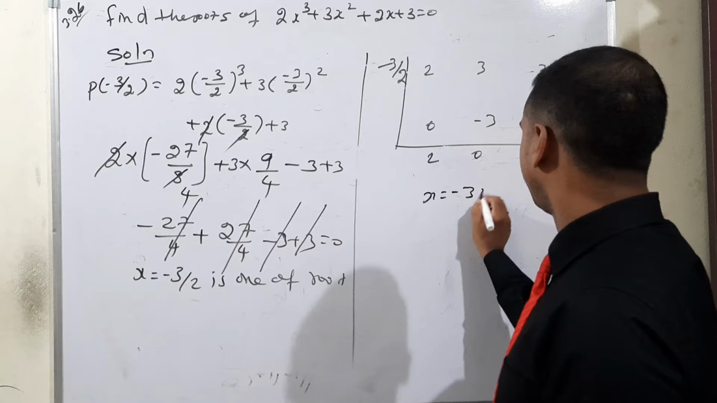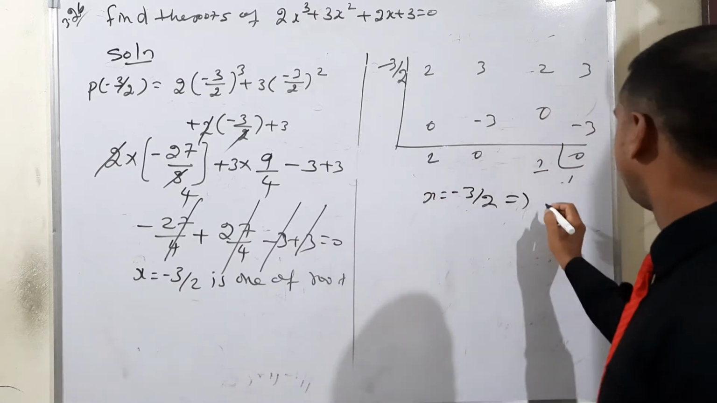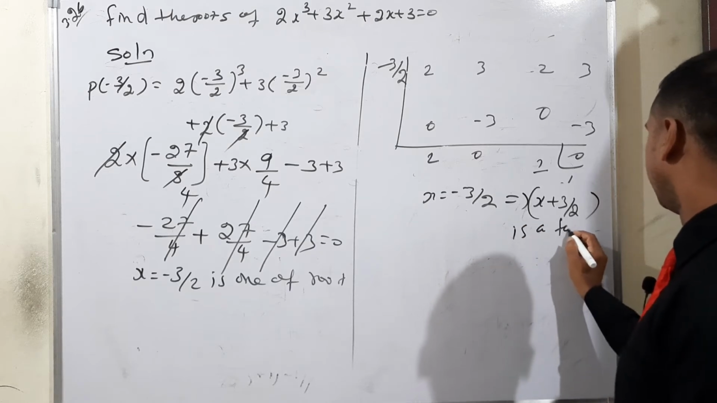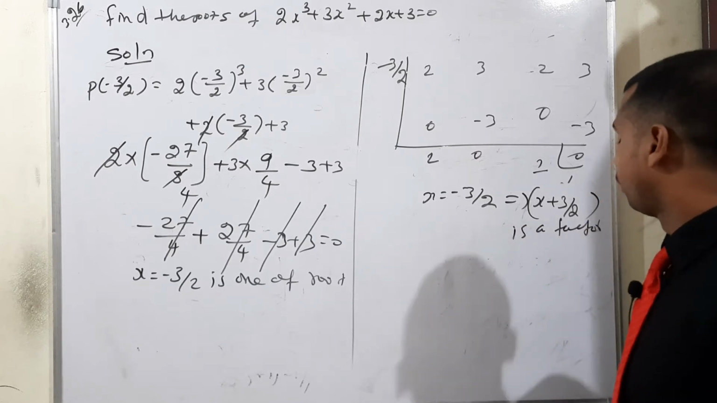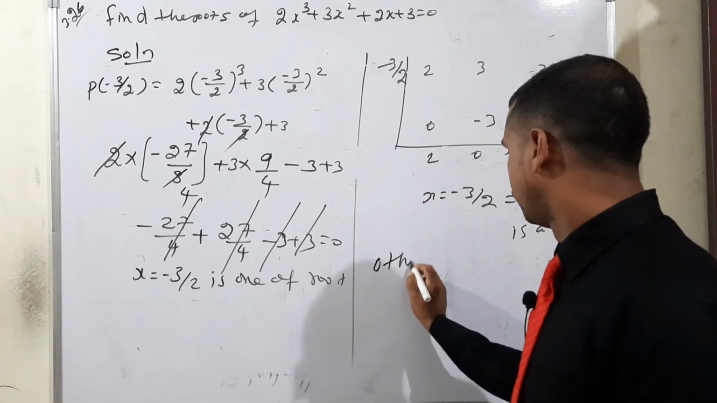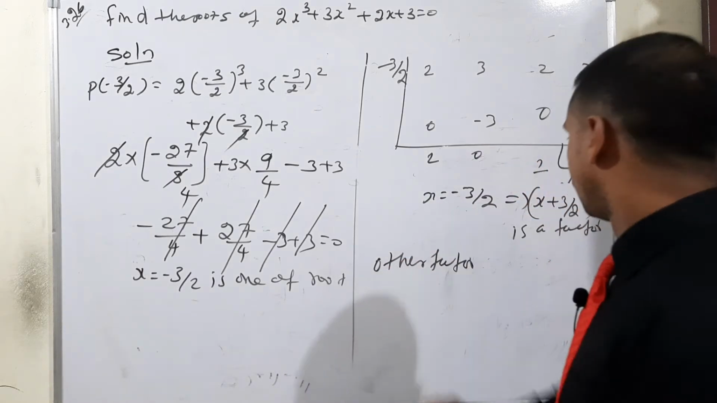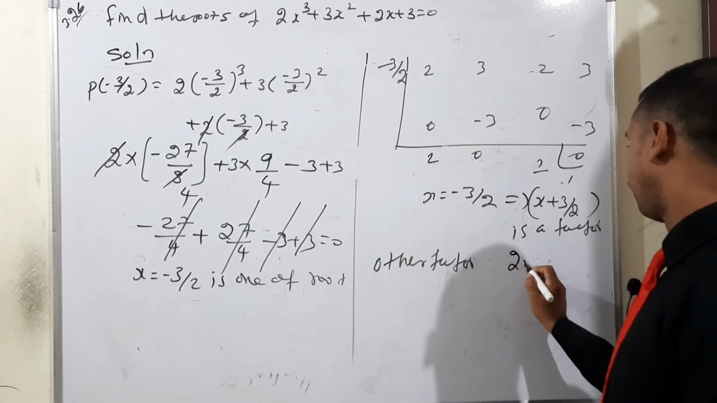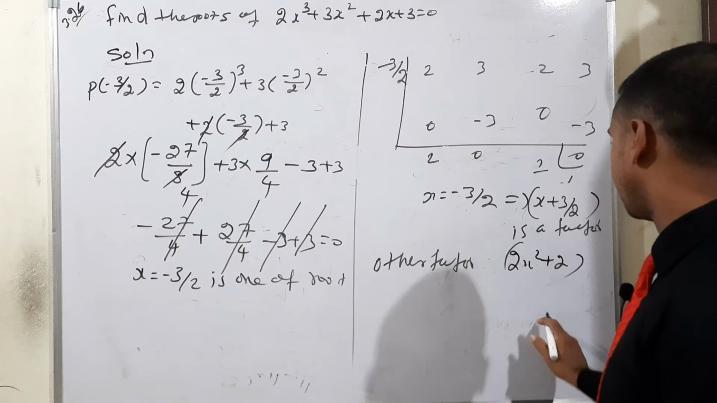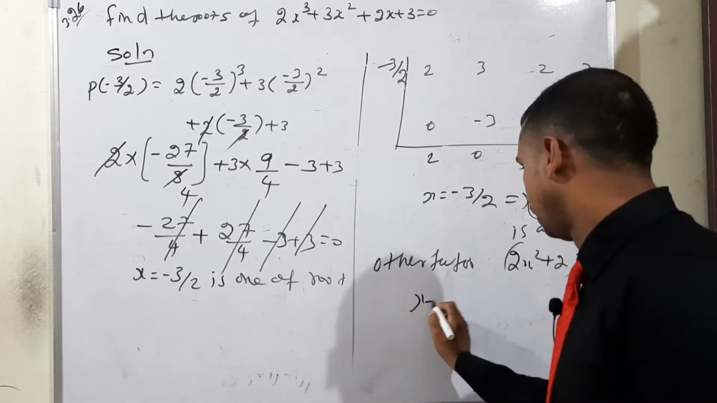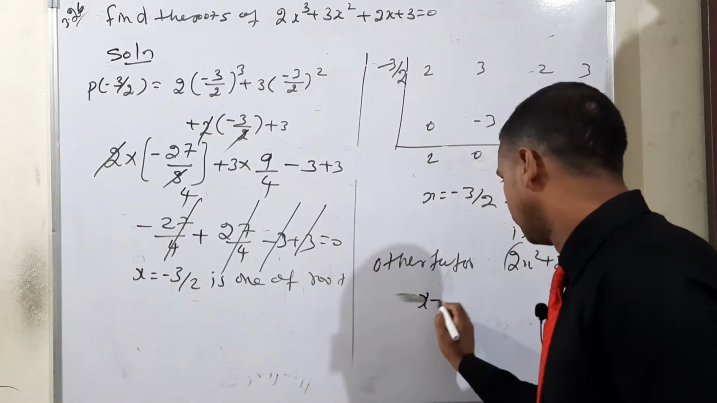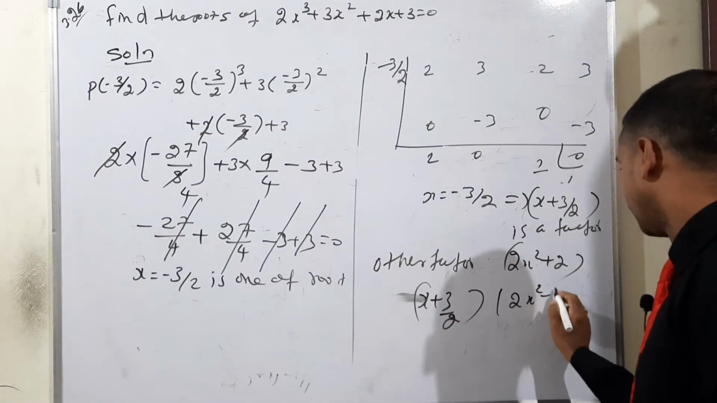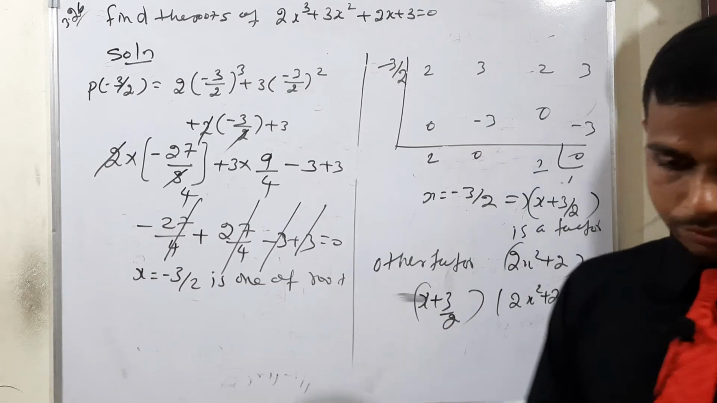Therefore, x is equal to negative 3 by 2 is a root, which means bring the negative term out with the opposite sign, so x plus 3 by 2 is a factor. Therefore, the other factor: definitely the constant, x value is 0, only x square is available. The other factor is 2x square plus 2 only. Just merge the first factor and second factor, that is x plus 3 by 2, then 2x square plus 2 is equal to 0.